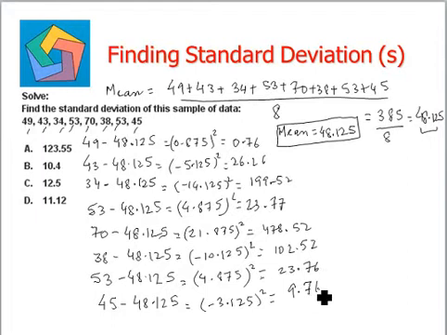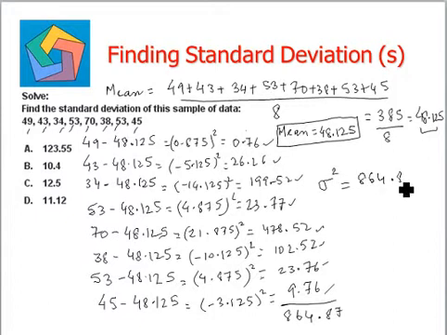Our next step is to find out the sum of all these squared differences. So we total them up and we get 864.87. Now we'll find out variance. Variance is nothing but sigma squared. This total divided by the count. Count is 8. This is 108.11. Then we find out the standard deviation.